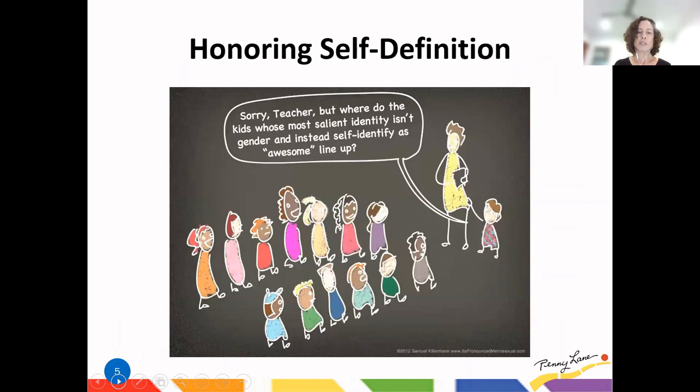Now, what's most important is self-definition. People are who they say they are, and we want to honor that self-definition. This slide shows a classroom, and there's a girls' line and a boys' line. Standing next to the teacher in the front is a little child wearing blue and pink stripes. And they're saying, "Sorry, teacher, but where do the kids whose most salient identity isn't gender and instead self-identify as awesome line up?" So this little kid is awesome, and we want to honor that. We want to respect that. People are who they say they are.